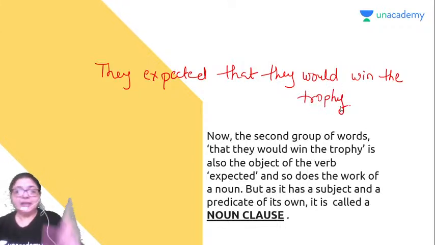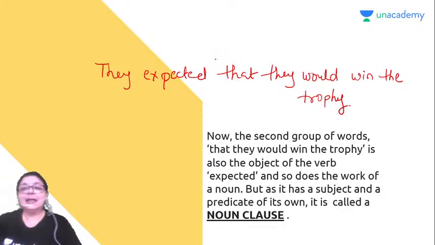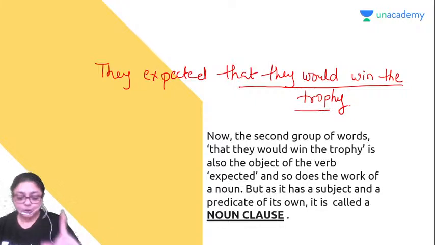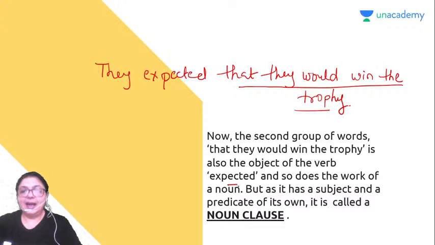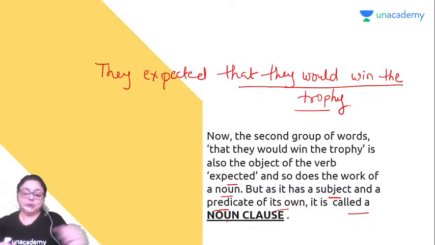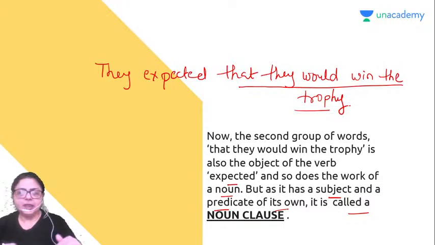Okay. Now, the second group of words, "that they would win the trophy", is also the object of the verb "expected", and so does the work of a noun. But as it has a subject and a predicate of its own, it is called a noun clause. So now I think it is very clear to everyone what the difference is between a noun phrase and a noun clause. Fine.